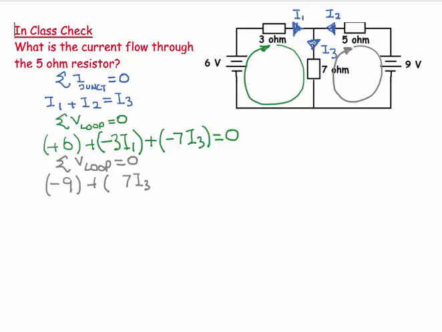And here, the current is flowing down, but the loop is going up. It's in opposite directions, so that would be a positive potential difference.